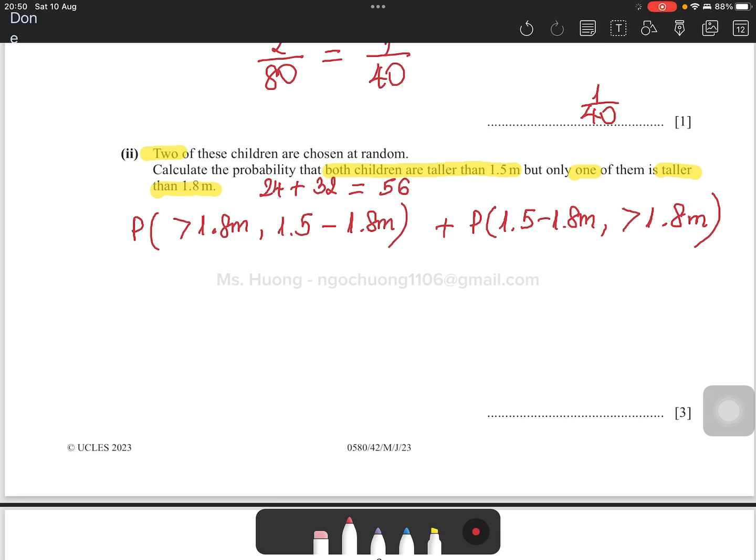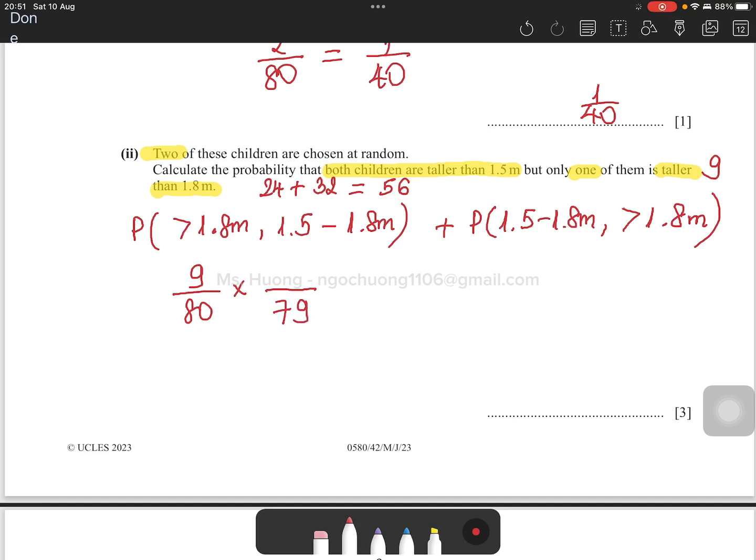56 students are taller than 1.5 but less than 1.8, and 9 children are taller than 1.8 meters. So we'll write down the first probability. It is 9 out of 80 children. And after you pick these children, there are only 79 students left.